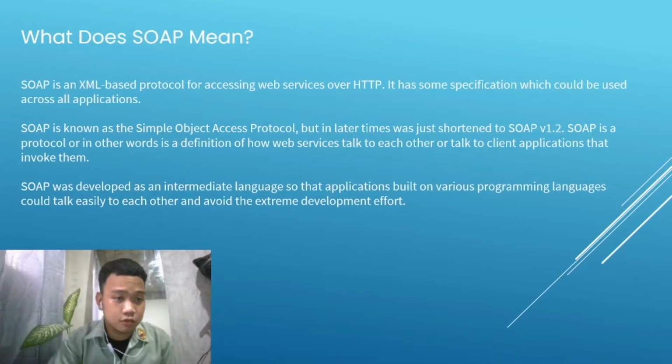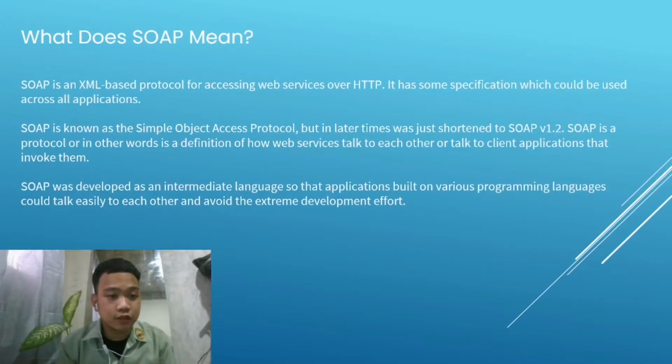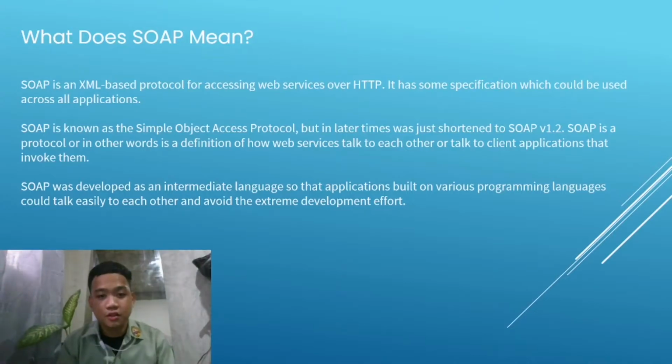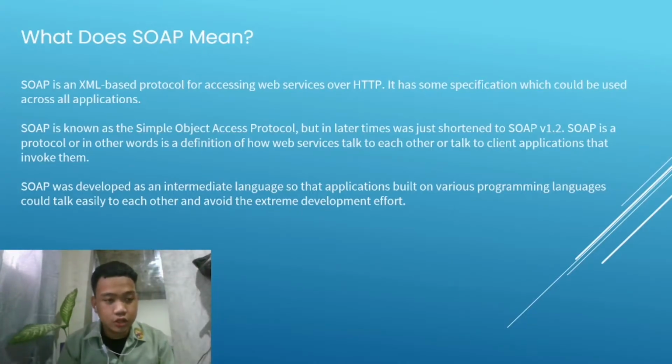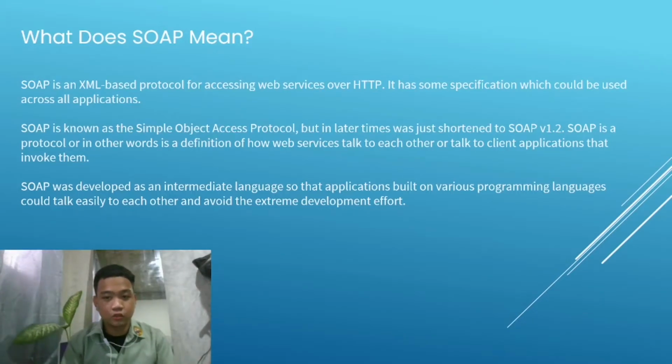So what does SOAP mean? SOAP is an XML-based protocol for accessing web services over HTTP. It has some specification which could be used across all applications. SOAP is also known as the Simple Object Access Protocol, but in later times was just shortened to SOAP, version 1.2.